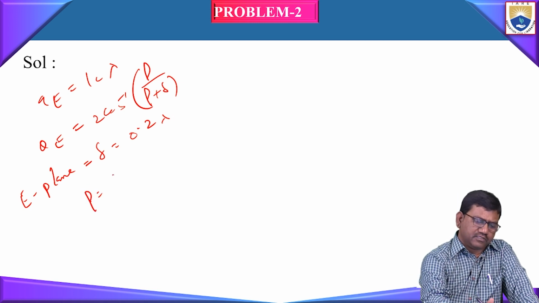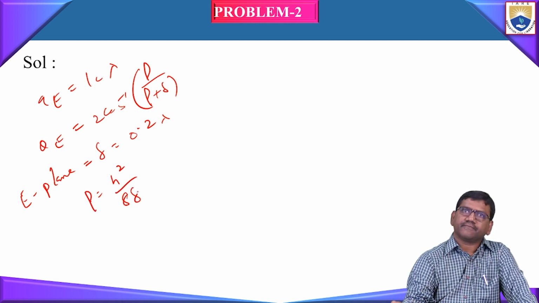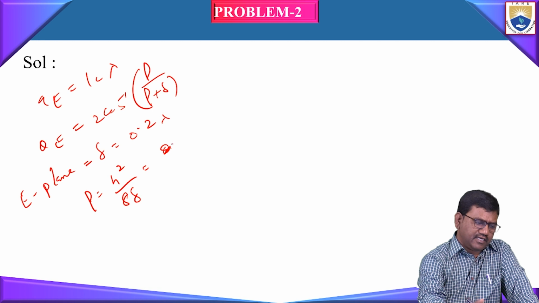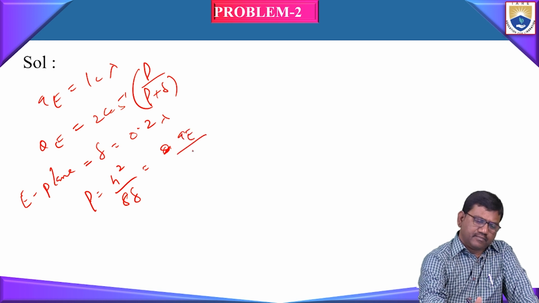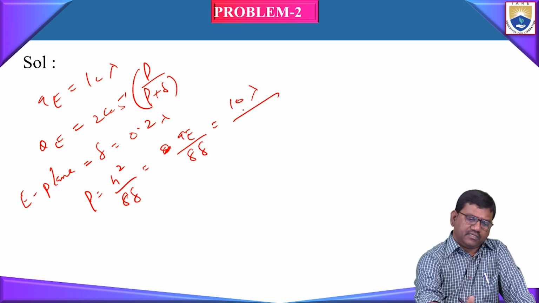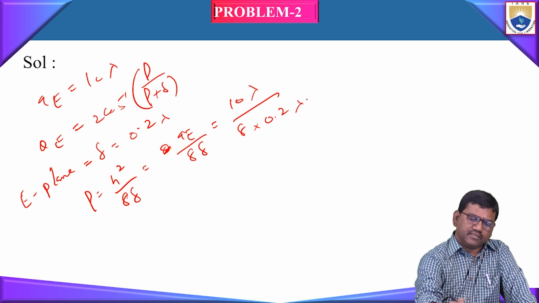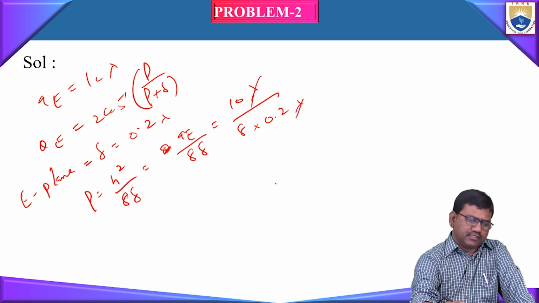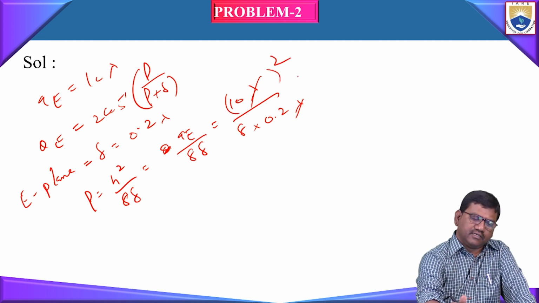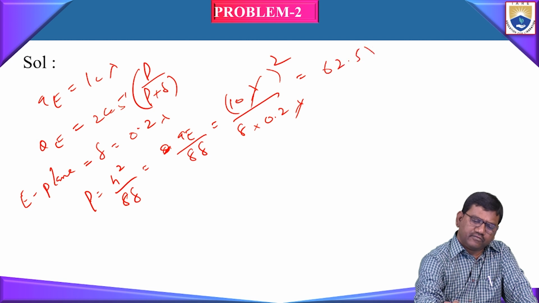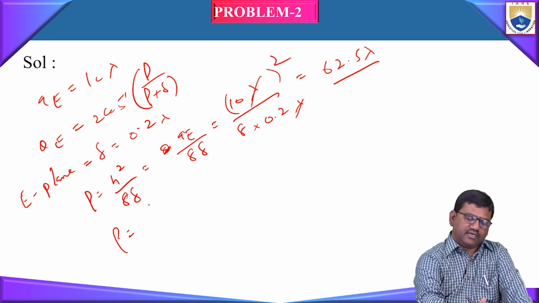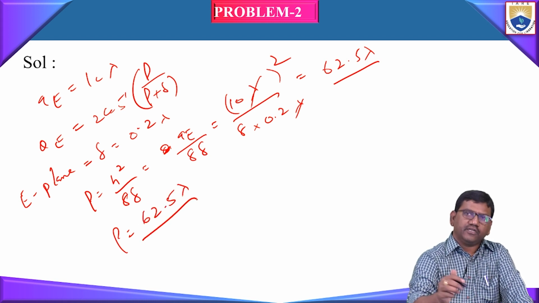Also, we have the formula rho is equal to h square by 8 delta. Here the height in the E plane is represented as AE, so rho is AE square by 8 delta. AE is given as 10 lambda, so 10 lambda whole square divided by 8 into 0.2 lambda. Lambda gets cancelled, and if you simplify this, you will get 62.5 lambda. So the value of rho for E plane is 62.5 lambda.